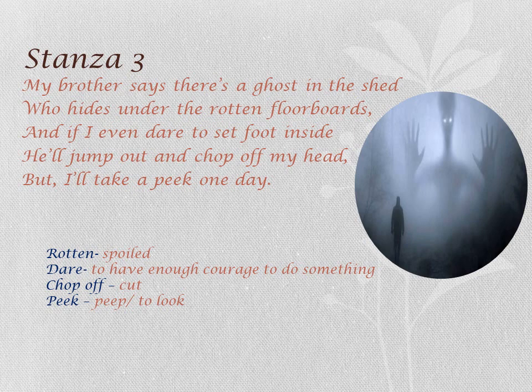there's another side of the poem, and that is the side of his brother. Here he describes his brother. He says that his brother talks about the presence of the ghost inside the shed, who is hidden under the rotten floorboards. The words rotten floorboards are used here to show that the shed is too old and its floorboards, or floor, you can say, is fully spoiled. So his brother is making him scared by saying that there is a ghost inside the shed. Now his brother warns him not to go inside or he will be killed by that ghost, as he will cut his head by attacking him.